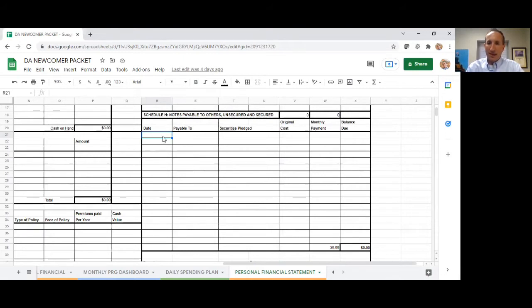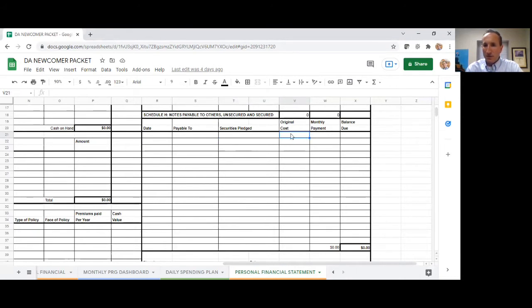You can put the date that you last paid them. You can put the date that you got the invoice in the mail, or the piece of mail from the creditor. Who does that go to? Is that American Express? Is that City Cards? Who is it payable to? Are there any securities pledged? Like, is it tied to your car? You can leave that blank if it's not.